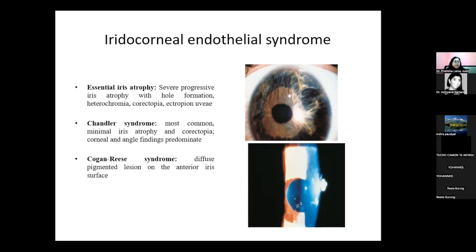Essential iris atrophy is a severe progressive iris atrophy with formation of holes, giving rise to polycoria, then heterochromia, corectopia, and even ectropion uveae. The first picture is essential iris atrophy. In Chandler syndrome, the most common type of ICE syndrome, there is minimal iris atrophy and corectopia, and corneal and angle findings are predominant. In Cogan-Reese syndrome, there are diffuse pigmented lesions on the anterior iris surface.